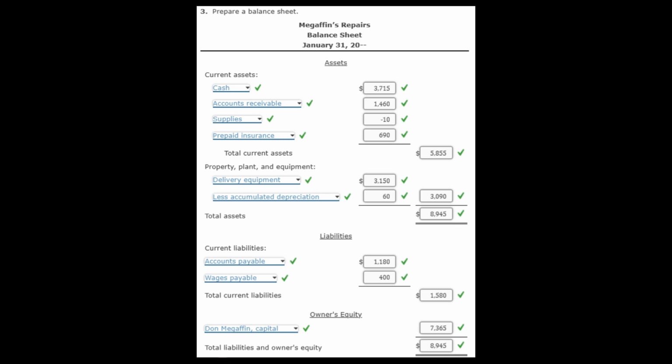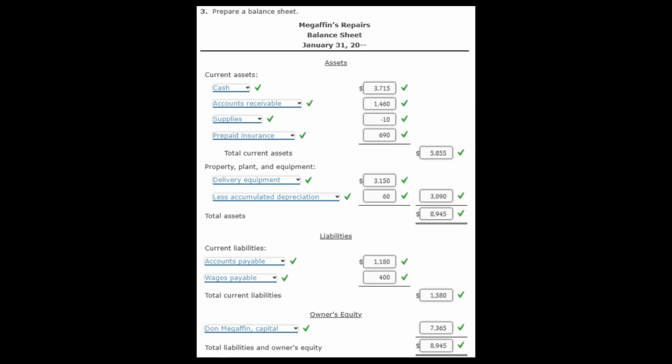Then you're going to look at property, plant, and equipment. So my delivery equipment minus, less means minus, my accumulated depreciation. So minus $3,150 minus $60. That leaves me with $3,090. So I'm going to add both of those asset numbers together. 5,855 plus $3,090 gives me $8,945.